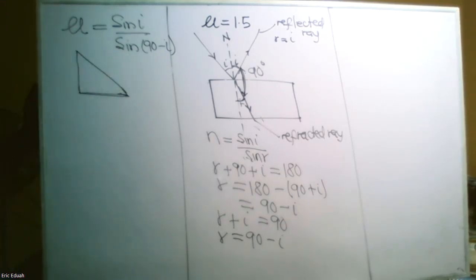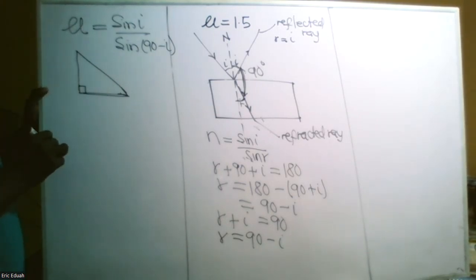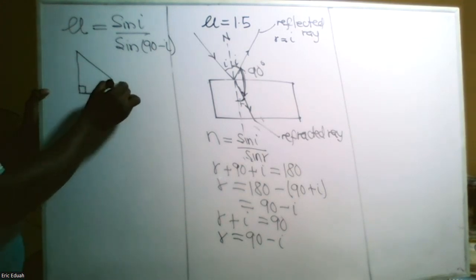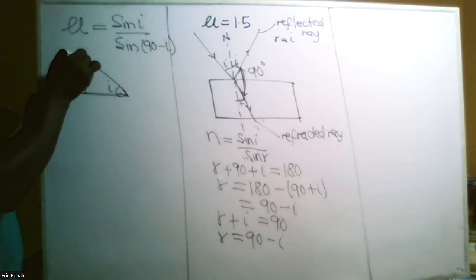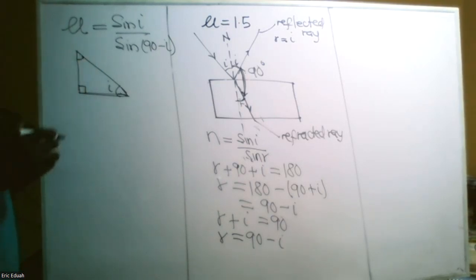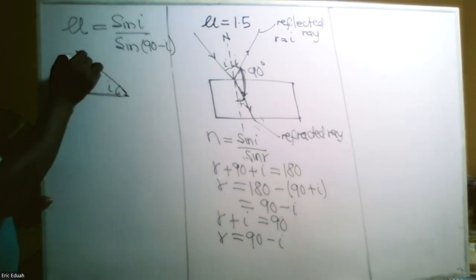If I have this, and this is a 90 degree right angle triangle, and this is I, what will be this angle? Brittany, what will be this angle? If this is 90 and this is I, what will be this angle?